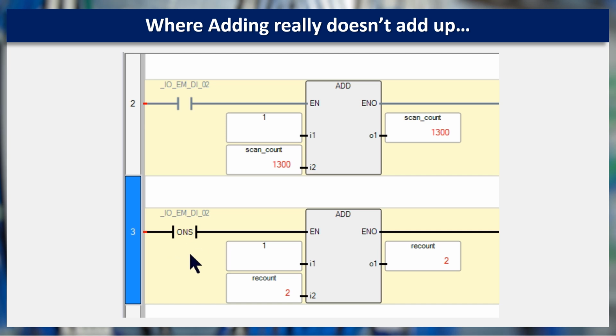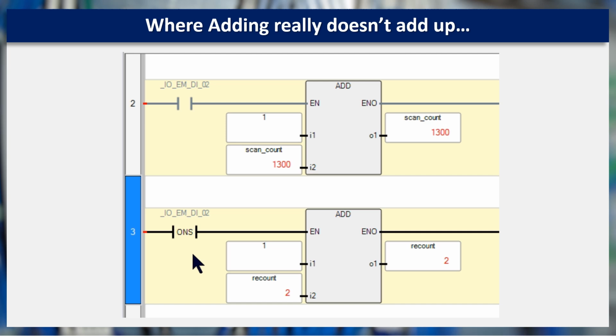So this ONS, otherwise known as a pulse instruction, only examines that input for one single scan, whereas a regular execute if charged always does it because it has to. It's constantly, every scan, monitored to make sure whether it is still true or whether it has become false.